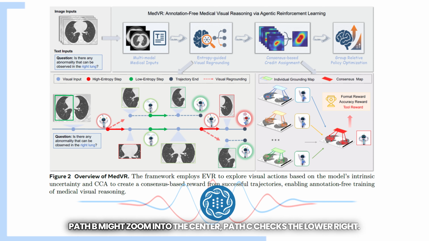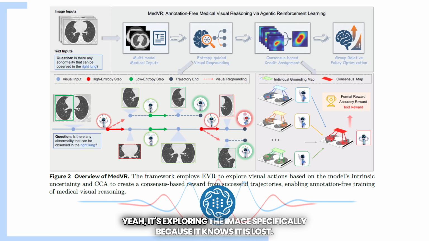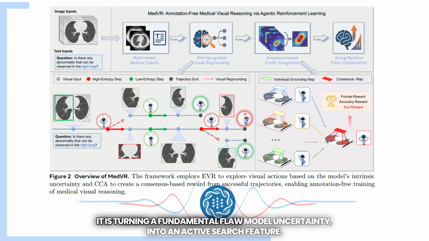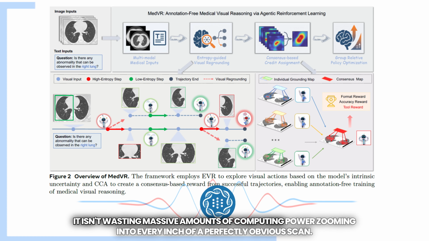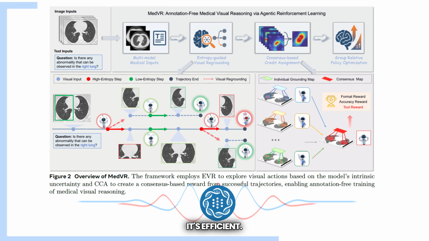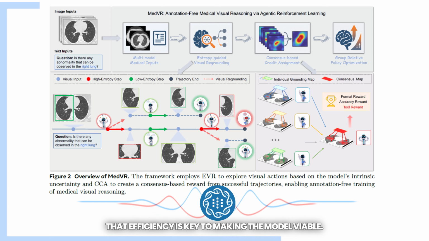Path B might zoom into the center. Path C checks the lower right. Just exploring its options. Yeah, it's exploring the image specifically because it knows it is lost. It is turning a fundamental flaw, model uncertainty, into an active search feature. Which is brilliant. And because it only triggers this branching when the entropy hits a specific threshold, it isn't wasting massive amounts of computing power zooming into every inch of a perfectly obvious scan. Right, it's efficient. It only deploys the magnifying glass when it needs to reground itself in the visual data. That efficiency is key to making the model viable.